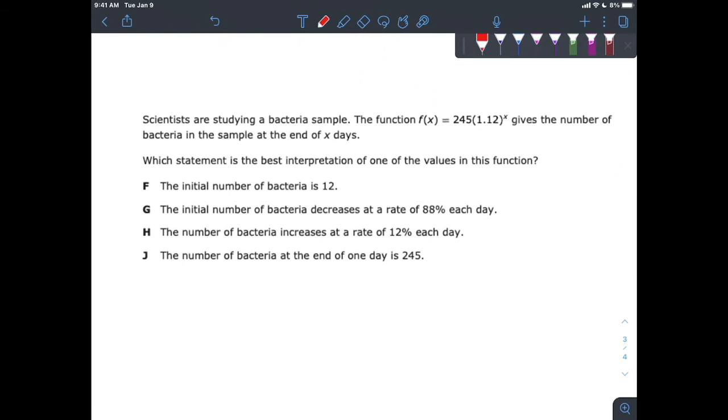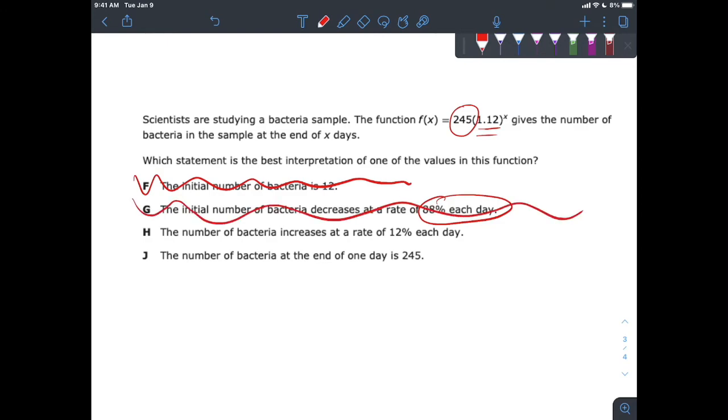Next one. Scientists are studying a bacterial sample. The function gives the number of bacteria in the sample at the end of X days. Which statement is the best interpretation of one of the values of this function? The initial number of bacteria is 12. No, the initial number is 245. The initial number of bacteria decreases at a rate of 88% each day. They're not decreasing, they're increasing. The number of bacteria increases at a rate of 12%. That is consistent. The number of bacteria at the end of one day is 245. No, because if I plug in x equals 1, it will be higher than 245. My correct answer is H.